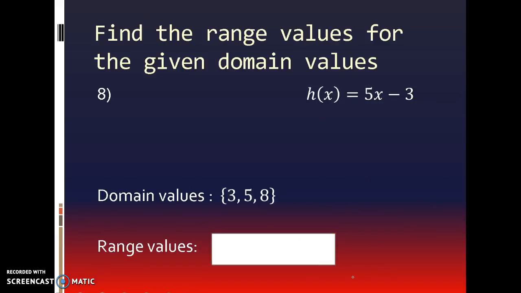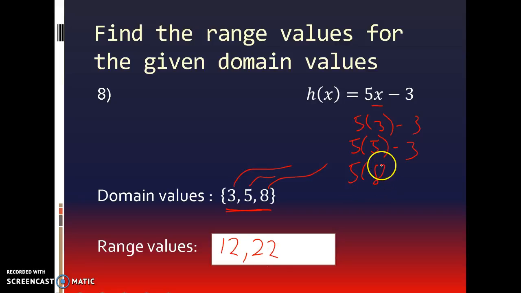Let's try another example. Find the range values for the given domain values. So here we have 3 domain values. The first thing that we're going to do is plug in the first domain value, which is 3. If I plug in 3 for the x, I'm going to have 5 times 3 minus 3. Well, 5 times 3 is 15, and 15 minus 3 is 12. So the first one's 12. Then I'm going to plug 5 in. It's going to be 5 times 5 minus 3. Well, that's 25 minus 3, which is 22. Then I'm going to plug in 8. Well, that's 5 times 8 minus 3. 5 times 8 is 40, and 40 minus 3 is 37. And so the range values are going to be 12, 22, and 37 for these given domain values.